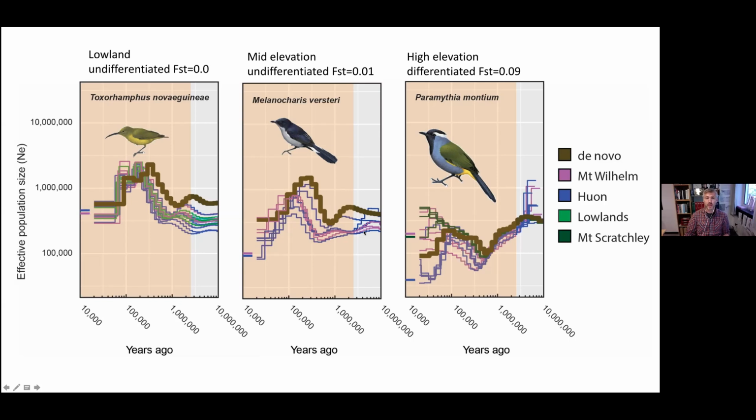For Melanocharis, it's pretty much the same thing. It goes up and then it increases and then decreases towards the present. And the trajectories do pretty much the same thing. In the final example here with Paramythia, we can actually see that the Huon population, the blue lines here, decrease towards the present after an increase, whereas the central range populations seem to continue to increase or at least plateau up here. So we can pretty much follow the different trajectories that these populations go through.